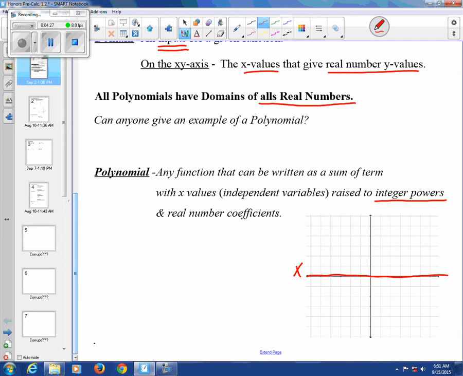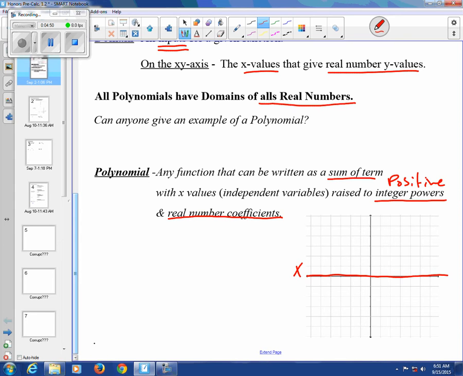This should be positive integer powers with real number coefficients. So right here, what we want to think is we're basically summing a bunch of terms that have x values raised to positive integer powers with real number coefficients. So can anyone give us an example of a polynomial?